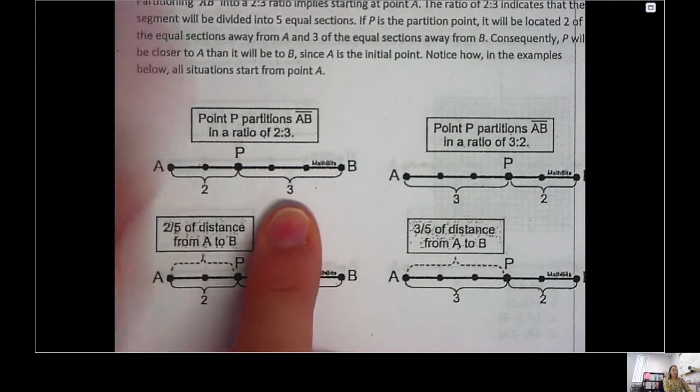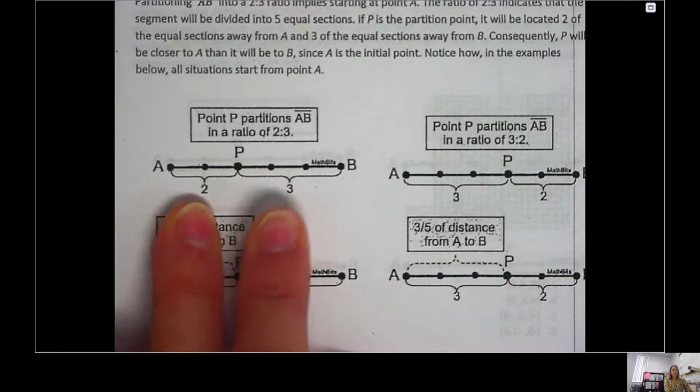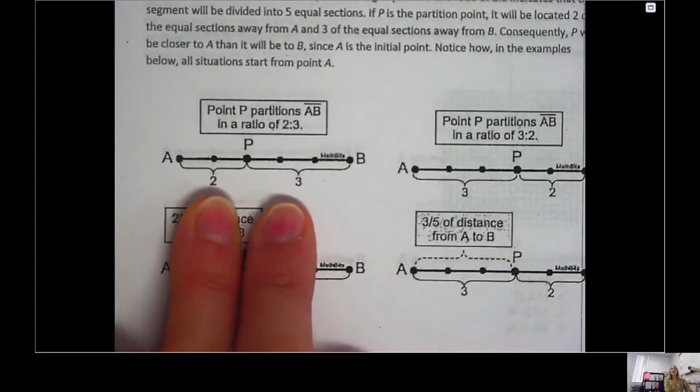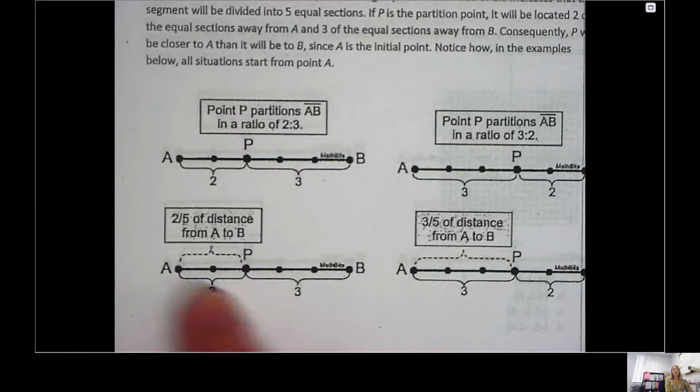In total, how many pieces do you have? If you have 2 pieces here and 3 pieces here, how many pieces in total do you have? 5 pieces. So you can write it as a ratio, 2 to 3, that means pieces to pieces. Or you can write it as a fraction and say 2 out of the whole 5.